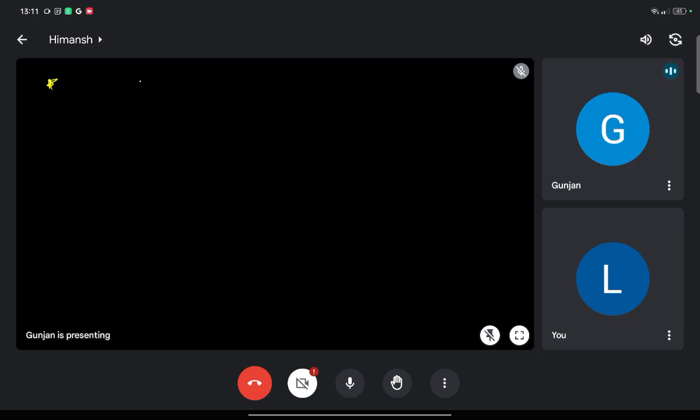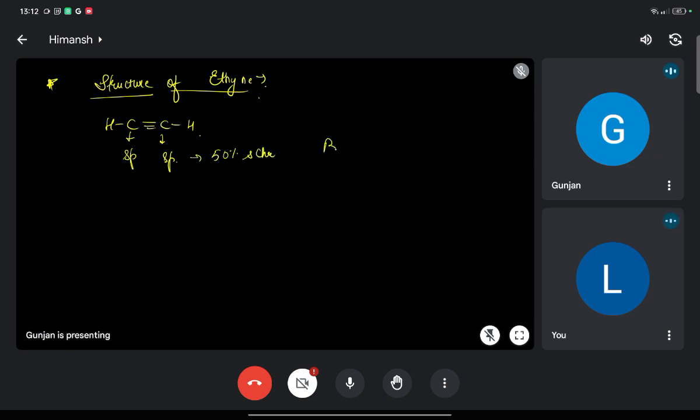Moving on to the next point, which is the structure of ethyne. Carbon is sp, right? We already discussed the structure, I guess. Yes ma'am, I have already discussed. sp means 50% s character, and the bond angle is 180 degrees.